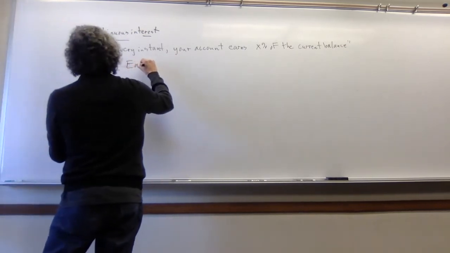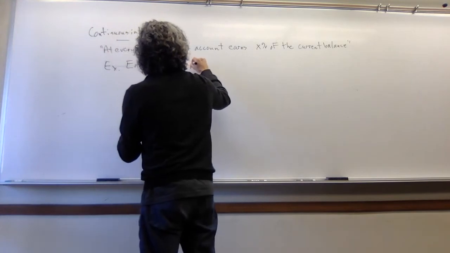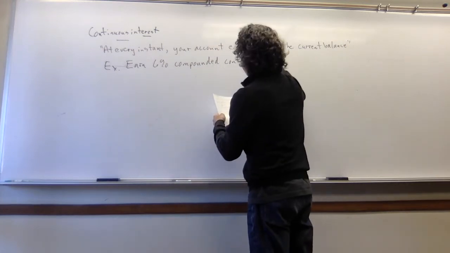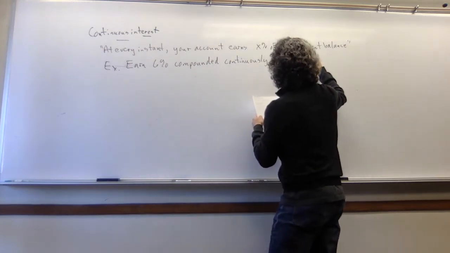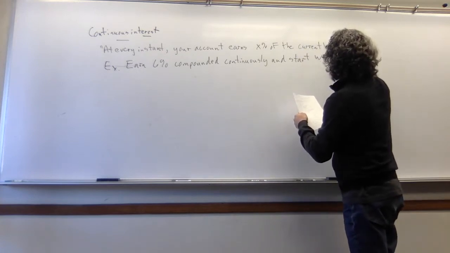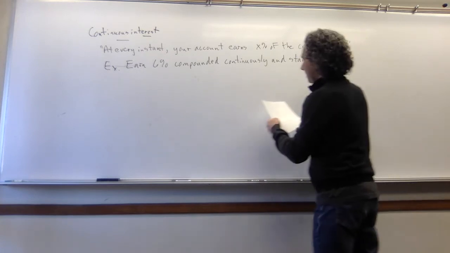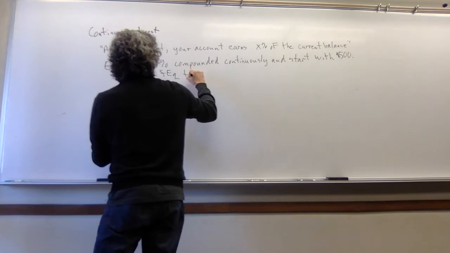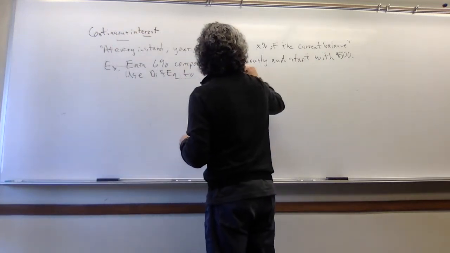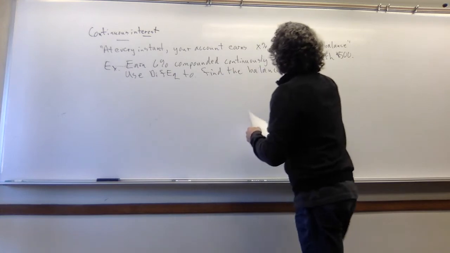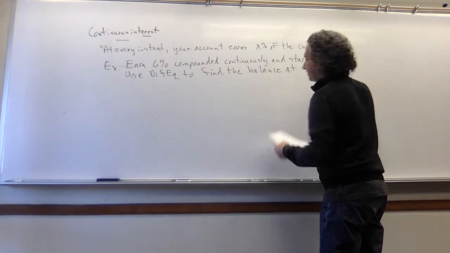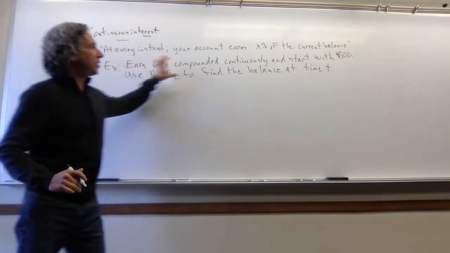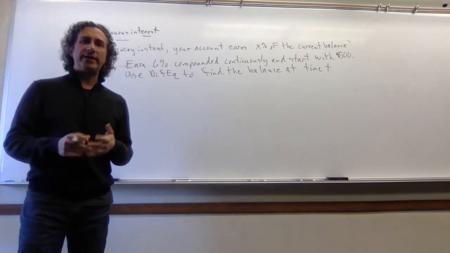Let's say you earn 6% compounded continuously and start with $500. Use differential equations to find the balance at time t. So we're going to start with the differential equation which models this, and we're then going to back into an actual equation for the balance.